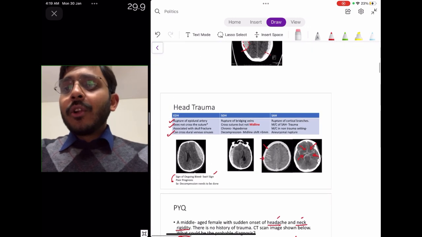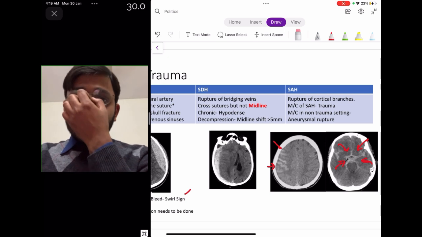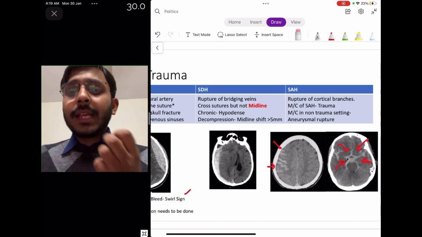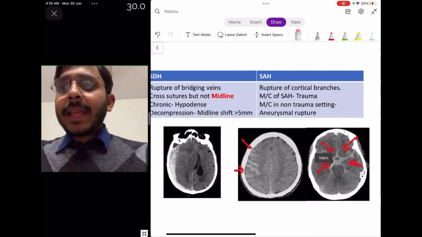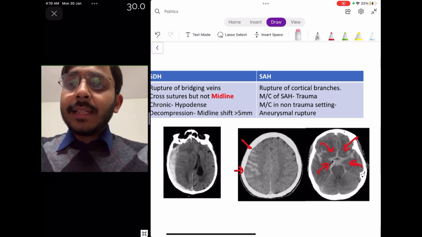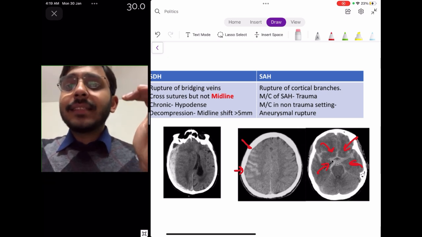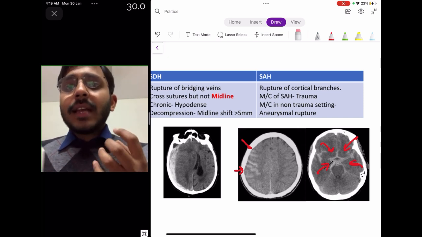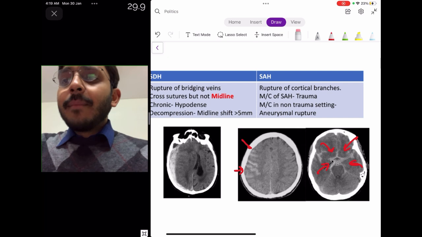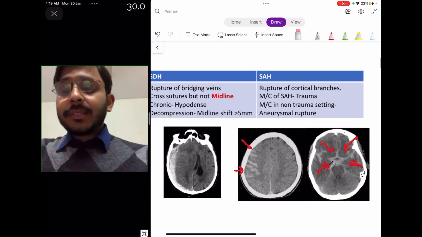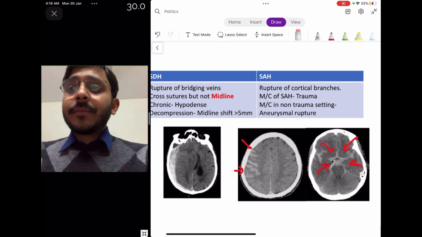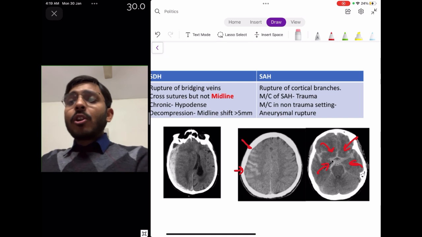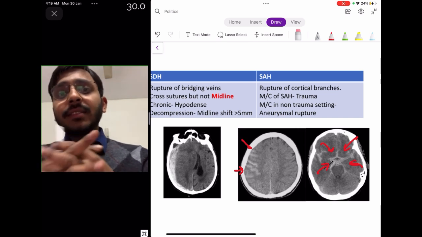Now coming on to the subarachnoid hemorrhage, it is usually in trauma setting. The SAH usually occurs due to rupture of cortical branches, and in trauma setting, SAH is usually sulcal. So that is, it is along the cerebral convexities in the sulci. Whereas in non-trauma setting, the SAH is along the basal cisterns because of the rupture of berry aneurysms, which are along the circle of Willis. So the most common cause of SAH overall is trauma. However, in non-trauma setting, the most common cause of SAH is aneurysmal rupture.